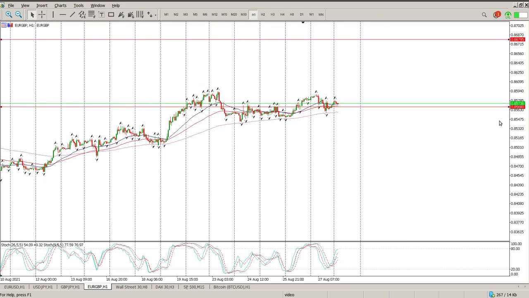So pay attention. We need to break through all this sideways motion before we can get some structure. But that's kind of what I'm looking for at the moment. So just be patient on this one.